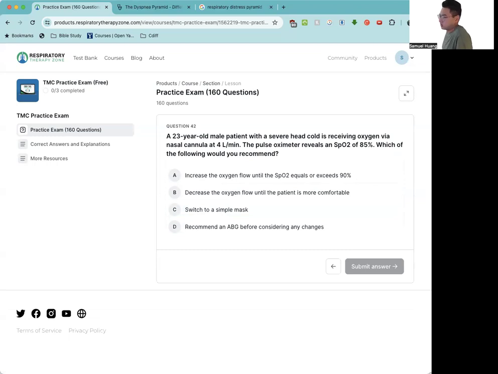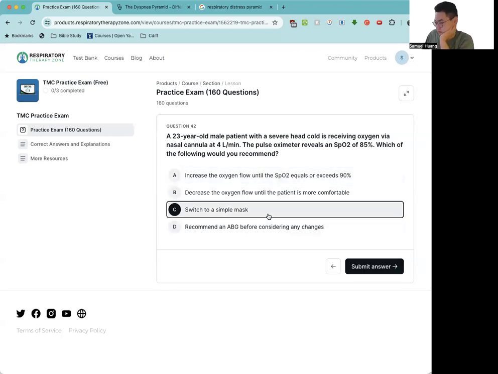23-year-old male, severe head cold, oxygen via nasal cannula 4 liters, SpO2 85. Looks like the patient desatted and has a cold, so it's probably congestion. That means the nasal cannula is not able to penetrate into the nose. They probably have some mucus, a stuffy nose. So what we can do is try a mask, or we could increase the oxygen flow. We wouldn't decrease it. Yeah, mask better.